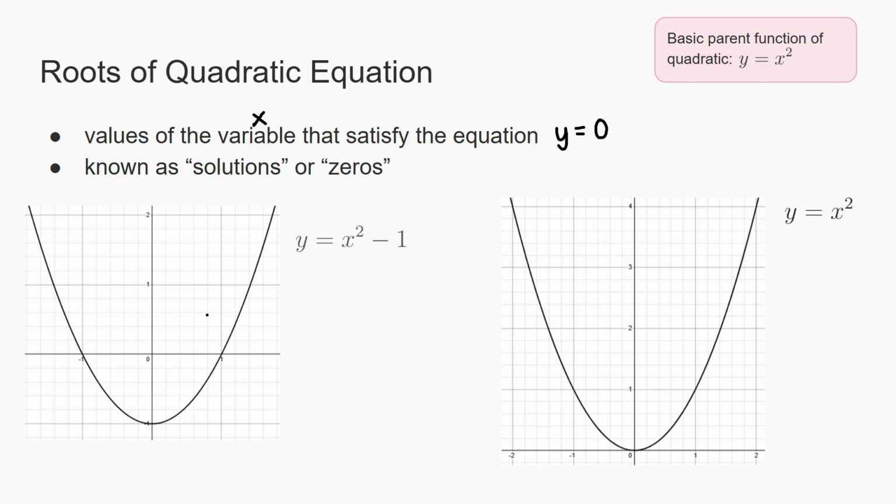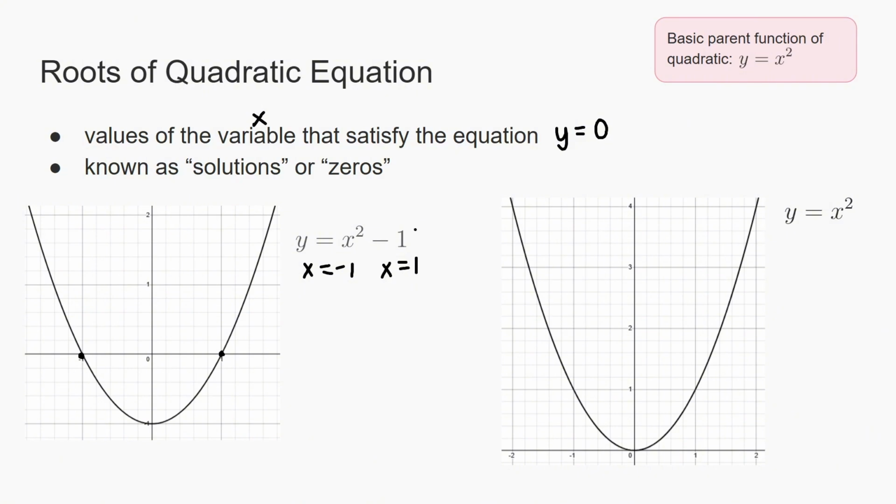So here we have y equals x squared minus 1, and we want to find the solutions. Like I mentioned, we want the values of x that make y equal to 0. The y equal to 0 is on the x-axis right here. So where the graph hits the x-axis, we have our solution. In this case, it hits it right here at negative 1 and right here at 1, which means our solutions are x equals negative 1 and x equals 1.